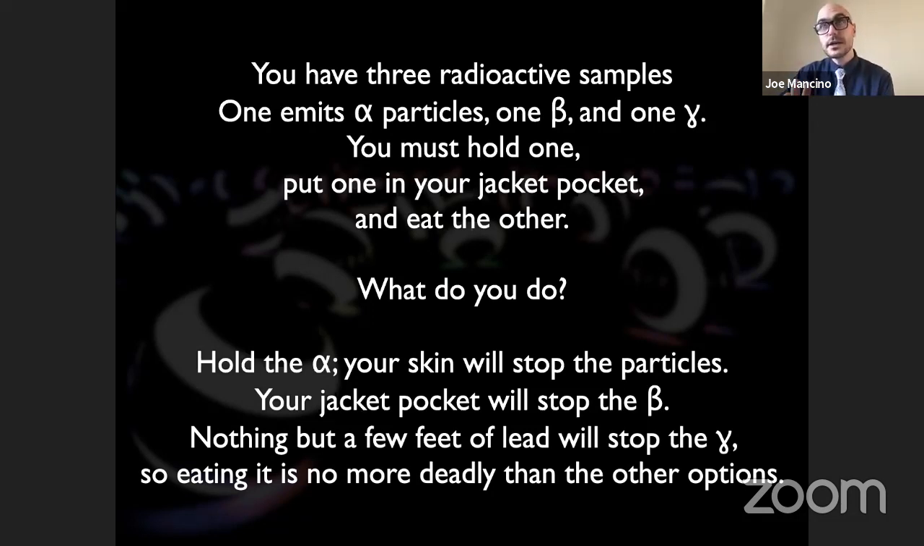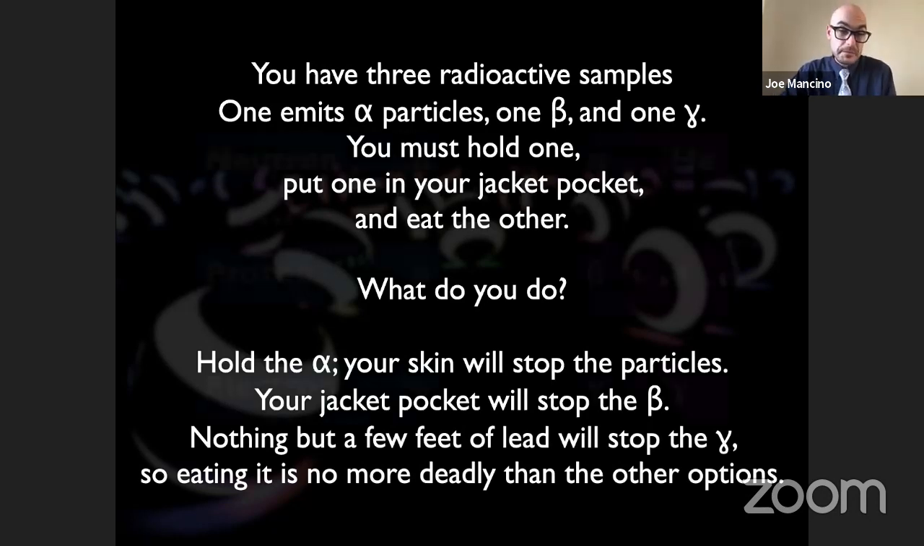Also, don't eat radioactive samples that emit gamma radiation. It's like a good rule.